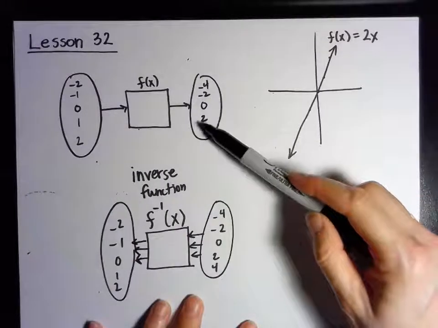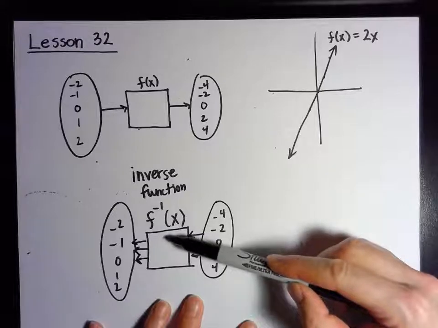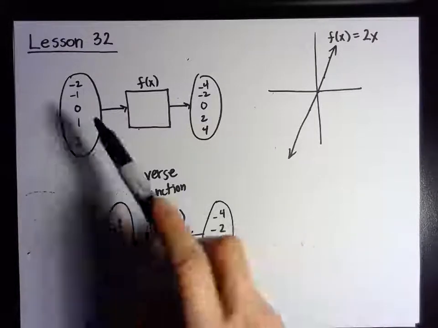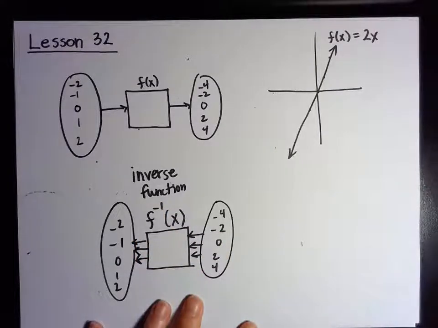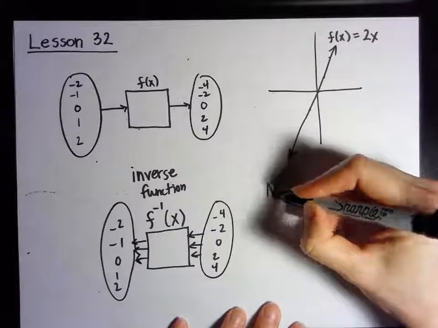These values that came out before are the ones that are going to go in, and when they go in, we want to get out exactly what we put in to the original. So it just undoes. It's the opposite. It undoes everything.